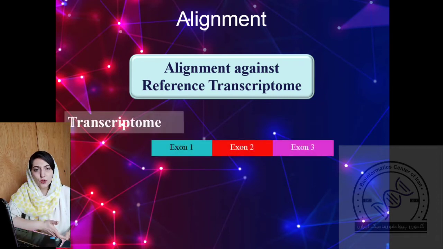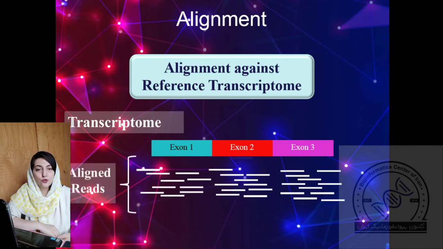So how does it work? If we have billions of short reads that we want to align, but against a transcriptome, we will use a method for finding the coverage and the overlap between short reads to assemble the whole transcriptome using the short reads. Then we will align those short reads to the assembled transcriptome.